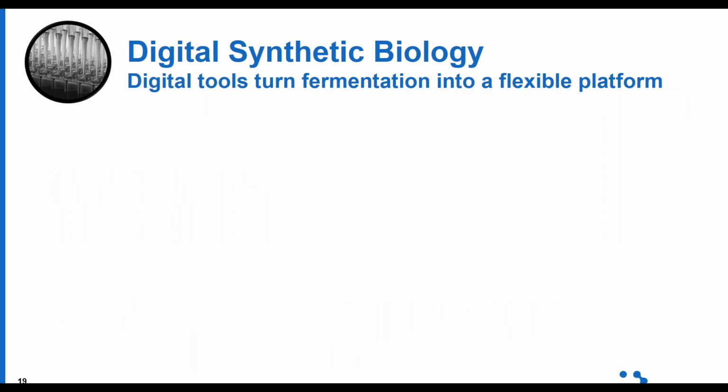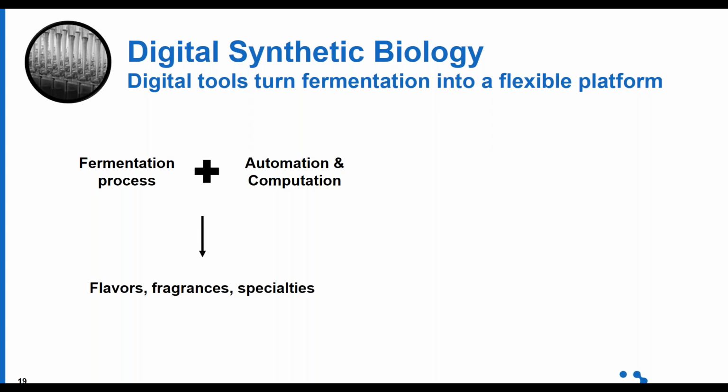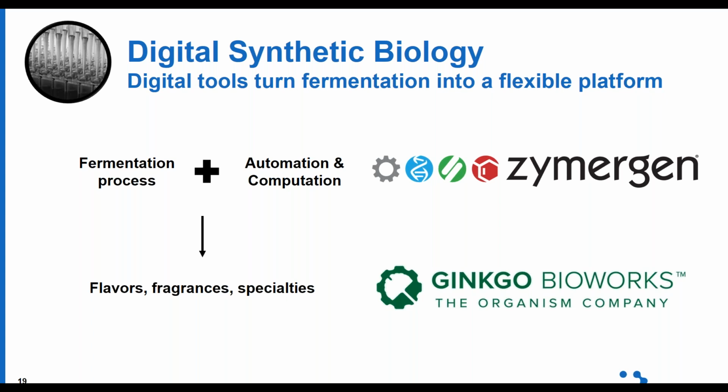Third, digital synthetic biology. And this one's interesting because it's really a combination of technologies. Fermentation processes by which microbes are used to create chemicals, combined with automation and computational tools that really speeds up the process of designing those microbes with specific DNA and testing the scale up and production of the chemicals with the fermentation process. And this creates a platform for the production of flavors, fragrances, and specialty chemicals. We're already seeing startups like Zymergen and Ginkgo Bioworks begin to penetrate the market and have some initial success.